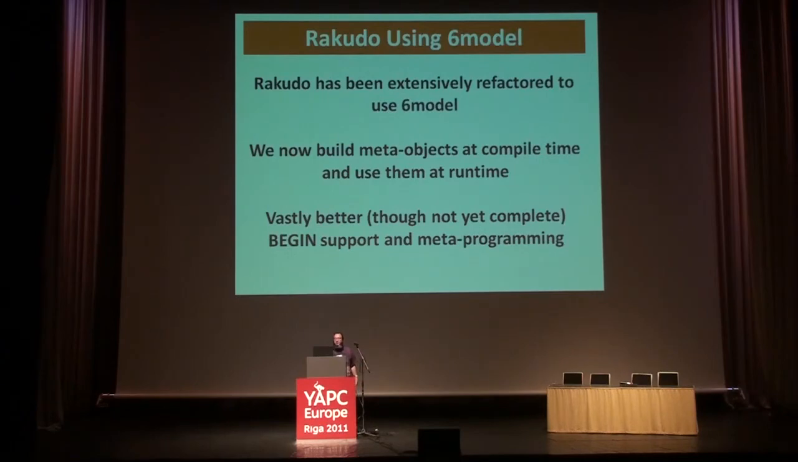So we now build all of these meta-objects at compile time. We now have this very, very rich idea of the program that we're compiling, and even if the user has provided custom meanings for classes, we know about those at compile time as well. Part of what we've done in fixing this is actually improve support for BEGIN and all this meta-programming stuff as well. So this example I just showed you was something that we just couldn't have done before.